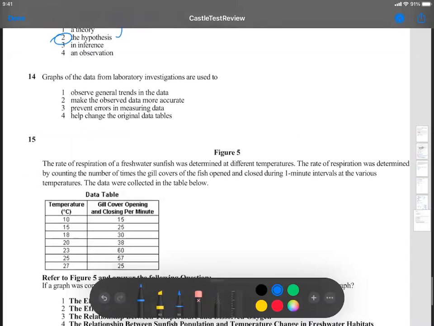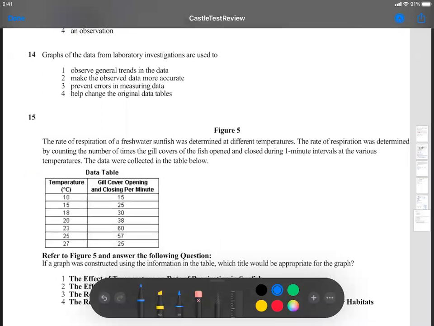All right, let's power through number 14. Let's go a little bit fast because we're running out of time. Number 14, graphs of the data from laboratory investigations are used to 1, observe general trends in the data, 2, make the observed data more accurate, 3, prevent errors in measuring data, or 4, help change the original data tables. Let me hear from Miles.